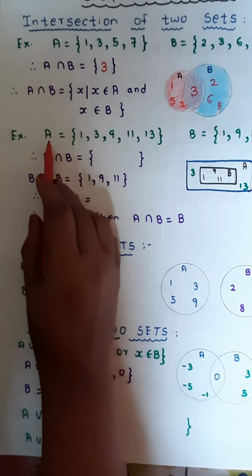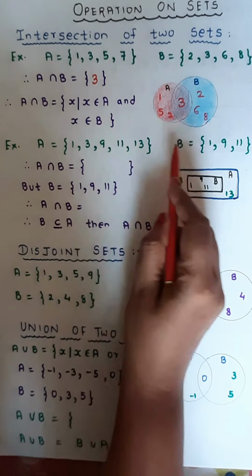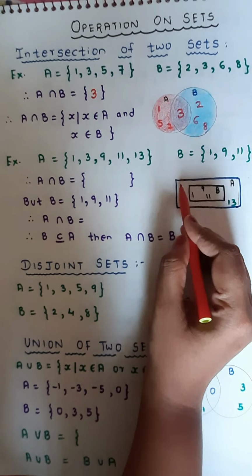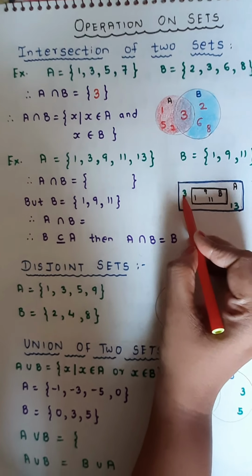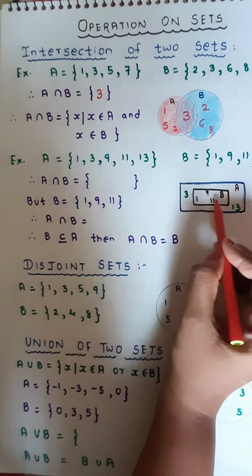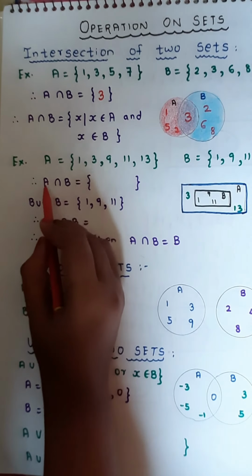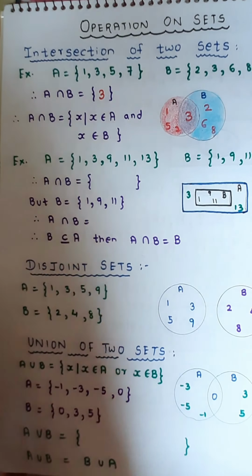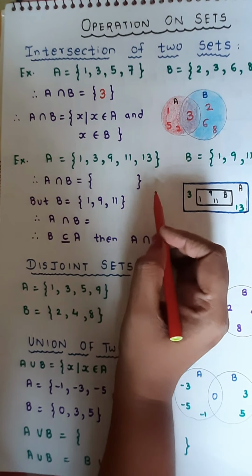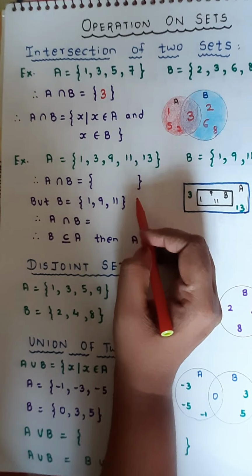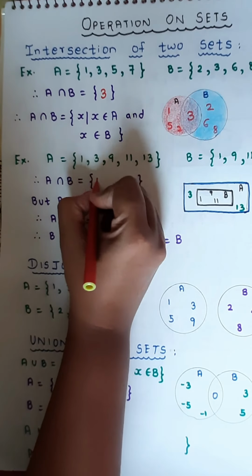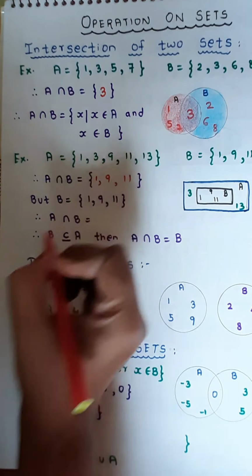So suppose you have one more example. A is this, B is this. By the Venn diagram, I have drawn A. The set A is 1, 3, 9, 11, 13. The set B also. So now what is A intersection B? A intersection B will be the common elements. So common elements will be 1, 9, 11.